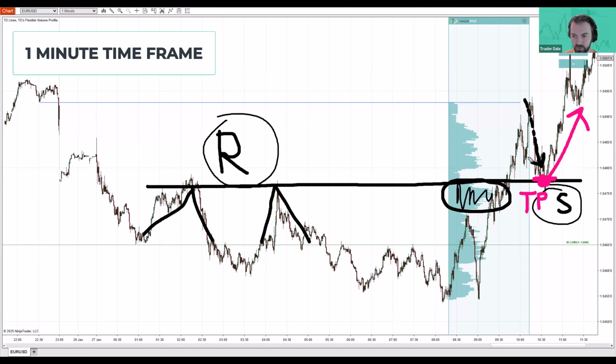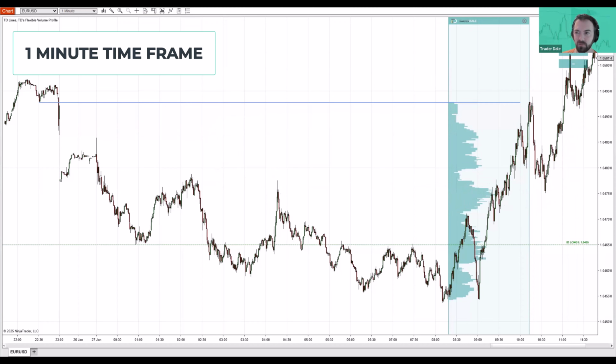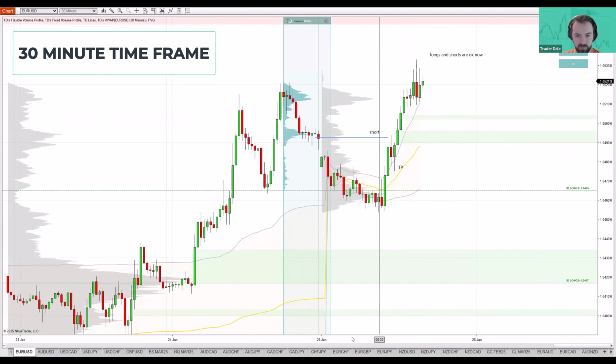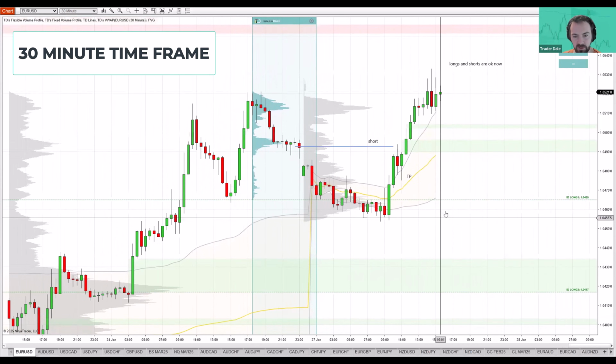This is exactly what you want to do. You want to look for the first barrier. And you can also do it on the 1 minute chart if it's not clear, like on the 30-minute chart, like in here, it wasn't as clear, right?